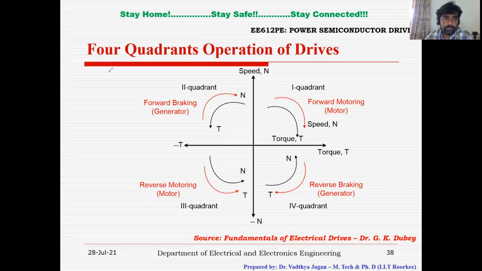I am going to explain about four quadrant operation of DC drives. I will consider two motors here, a separately excited DC motor and a DC series motor, and I will try to operate that particular machine in all the four quadrants. Machine means it may be a generator, it may be a motor. Depending upon in which quadrant it is operating, I can call it a motor or a generator.